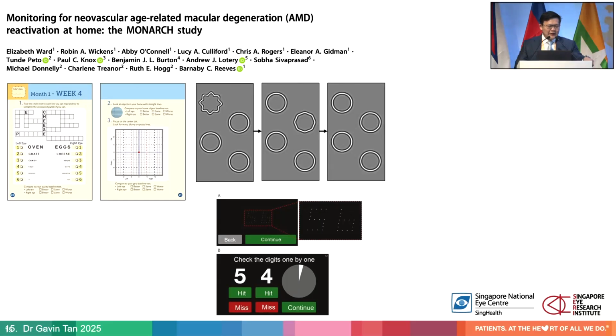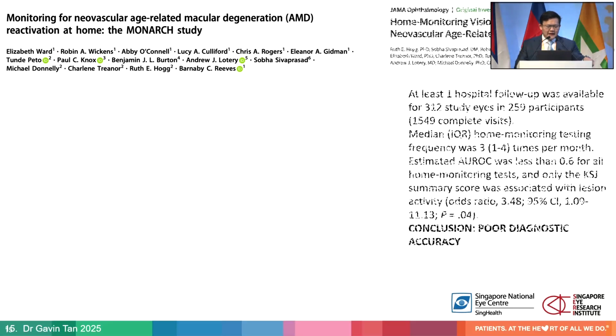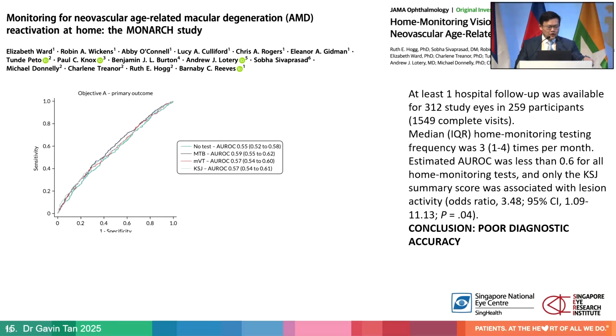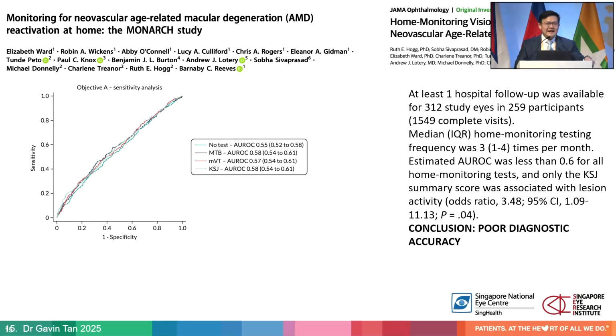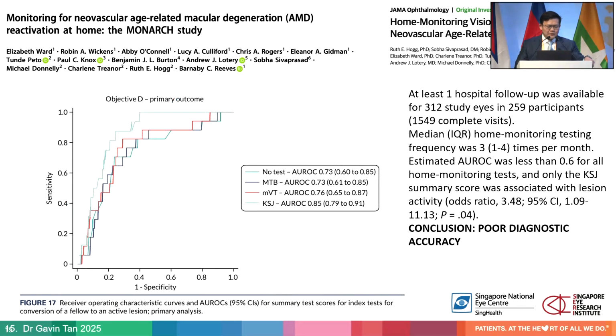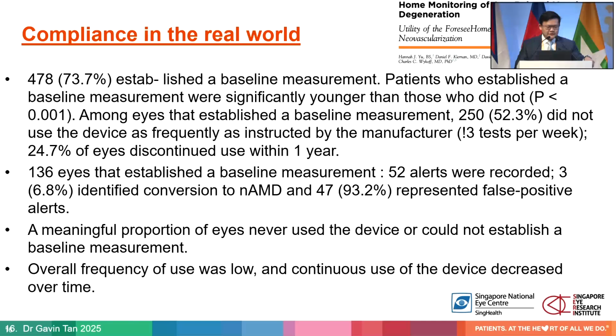They looked at 2 apps and a non-app-based kind of self-monitoring program. What they did find was that the AUCs were in general very, very poor for detection of disease, all less than 0.6. Only one test had a score that was associated with lesion activity, and their conclusion was poor diagnostic accuracy. You can look at these AUC curves, they're more or less running down the middle. So these tests have limitations when you try to apply them in a real-world fashion.